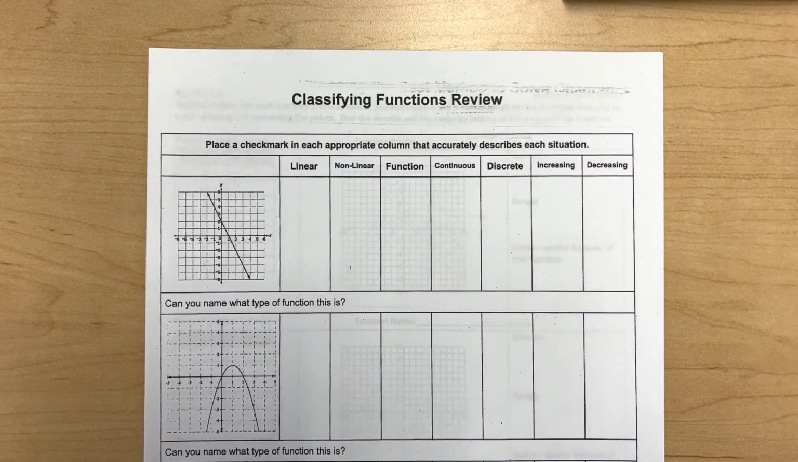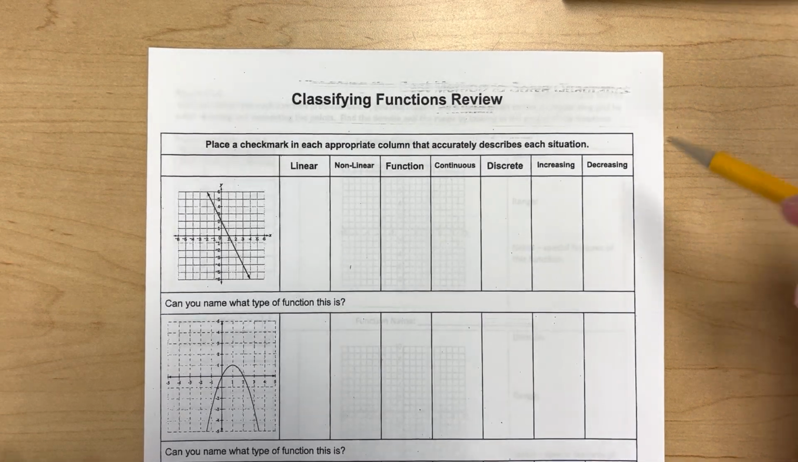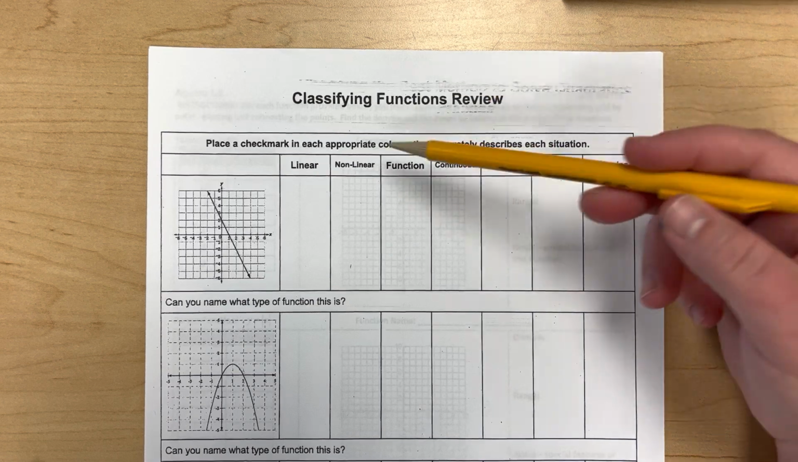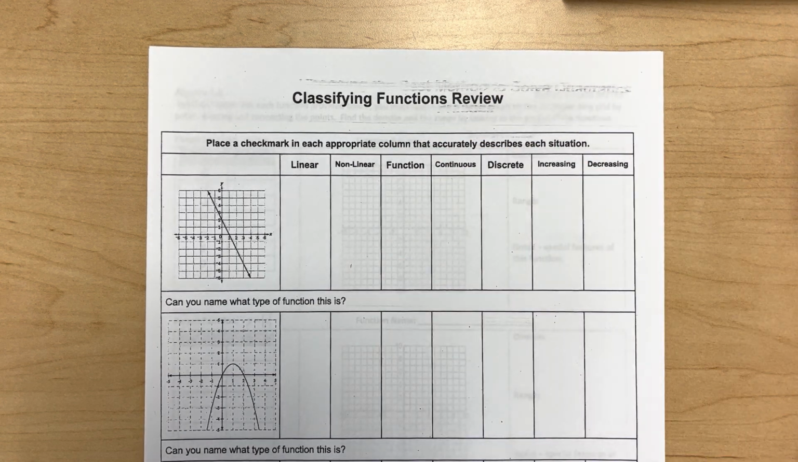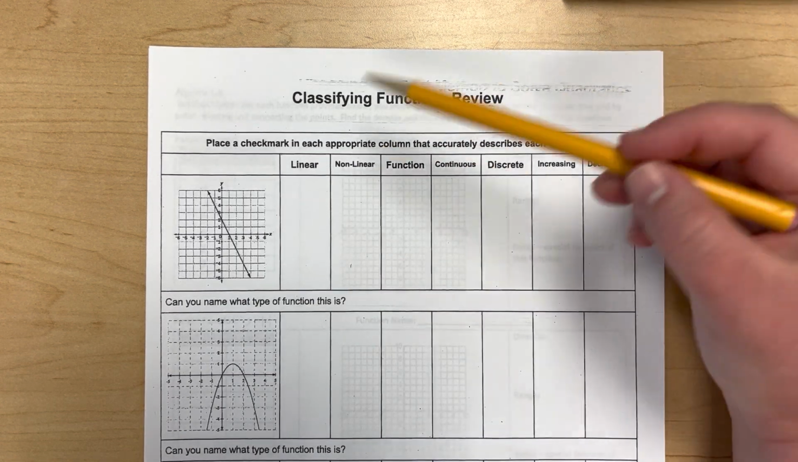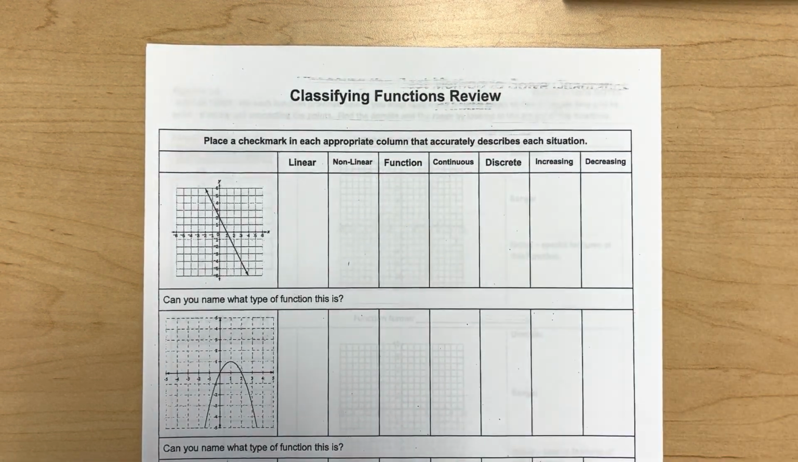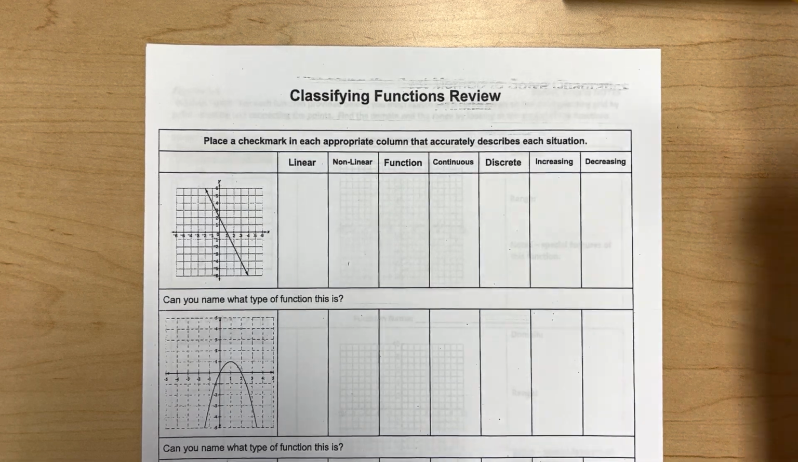Hey guys, in this video we are going to start talking about parent functions and different words that can describe them. So on page 1 of your notebook, the first thing we're going to do is talk about all the different words that can be used to describe functions. Now linear means that it is in a straight line, and nonlinear is the opposite. That means that it is not straight, it is curved in some way.